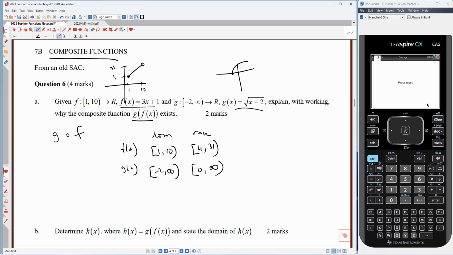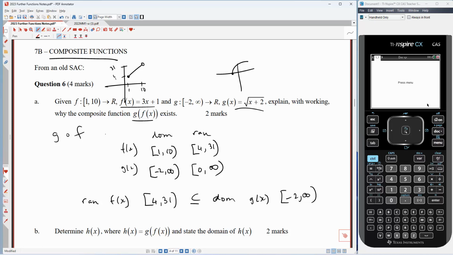Alright, so let's just check that. We're going to say the range of f of x, which is 4 to 31, and we're going to check whether it's a subset or not of the domain of g of x, which is -2 to positive infinity. Now that definitely fits into that. I stuffed up a little bit there. I'll just say range of f of x is a subset of the domain of g of x. I got a bit excited there and just wrote the domain straight in. So this is actually true.